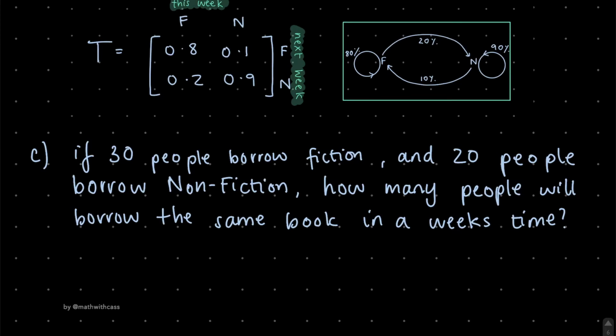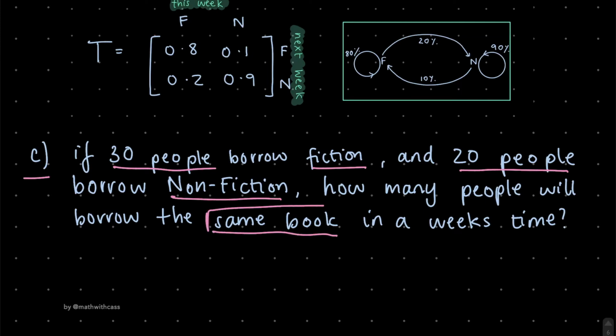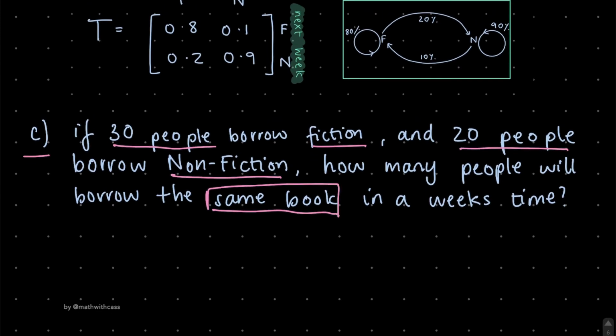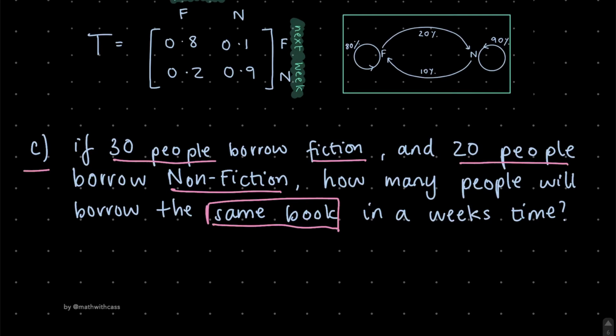Okay, and final question now, question C. So if 30 people borrow fiction and 20 people borrow non-fiction, how many people will borrow the same book in a week's time? So this is kind of a two-part question. Let's break it down because it looks a little bit more complicated.